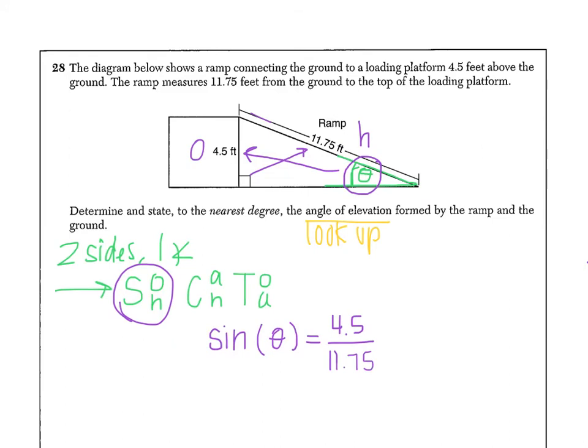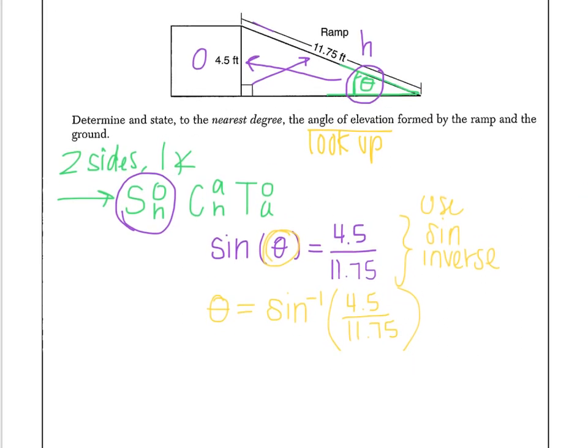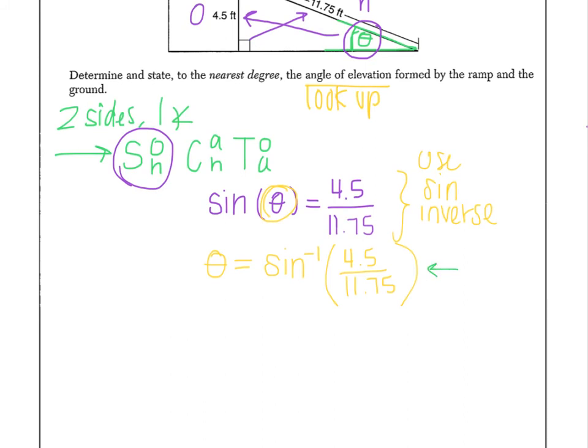So now here, because I'm trying to find this theta, I need to pull theta on the outside of my sine function. So I'm going to say theta equals sine, but it's not a regular sine anymore. It's actually sine inverse. That's what that little raised to the -1 means. Sine inverse. So now I have sine inverse of 4.5 over 11.75. And this is actually something that we can just type in on the calculator. Use calc.